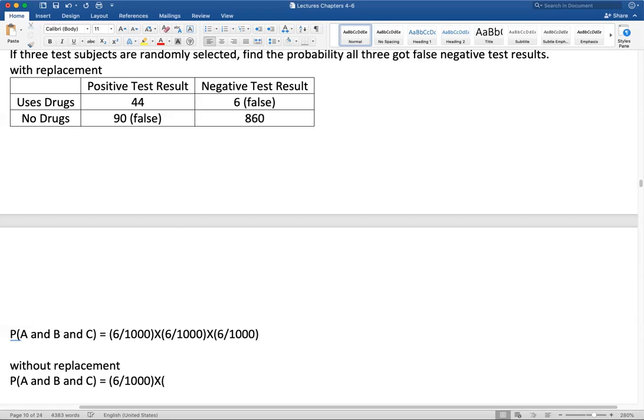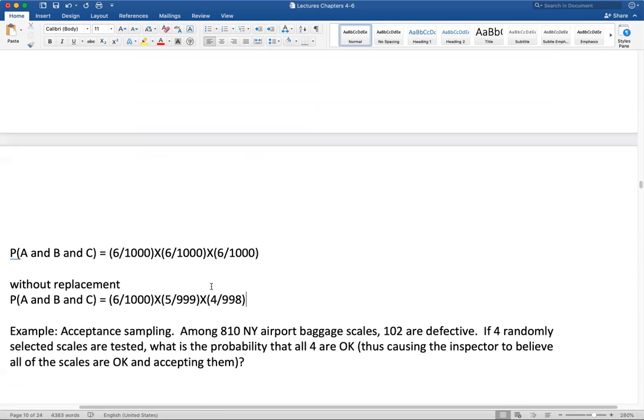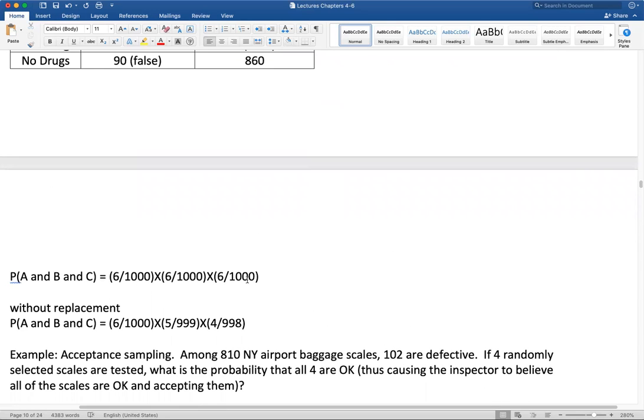And then second trial, since the total number of first negative test result outcomes is reduced by 5, right? And then the total number of outcomes is also reduced to 999. And the third trial is going to be 4 over 998. Okay, so see that with replacement versus without replacement is really important.